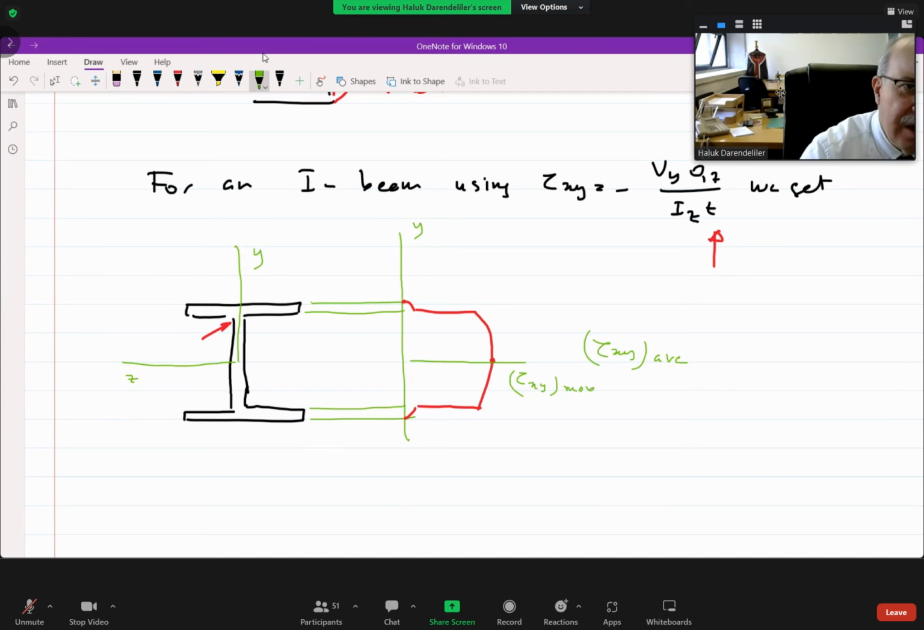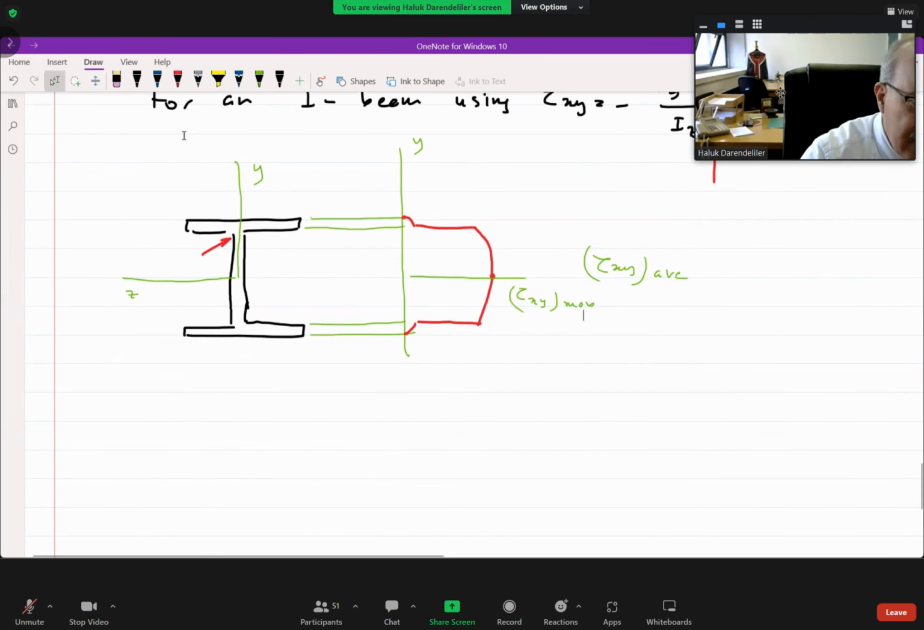So this is tau xy max. We have such a stress distribution. Because of this, in practice, sometimes don't use this in the examinations, but in practice, we can also say that the stress distribution tau max is approximately V over area of the web, ignoring the stress distribution at the top and bottom. But more important for us is the stress distribution, that sudden change because of that t value.